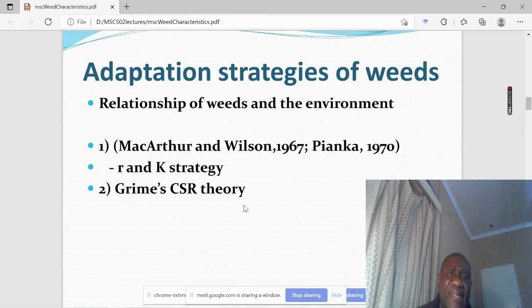What we are saying is that our environment has got a lot of plants in it, and not all those plants are weeds. So we should have some criteria of distinguishing these weeds. So we have got these two approaches. The first one by MacArthur and Wilson, 1967, and Pianka, 1970, which is the R and K strategy. And then we have this other CSR theory. So let us start with the MacArthur and Wilson.